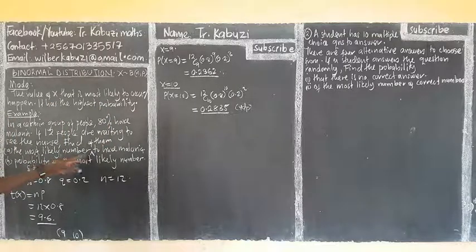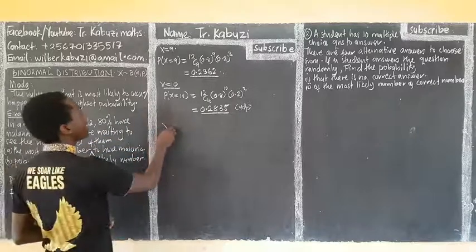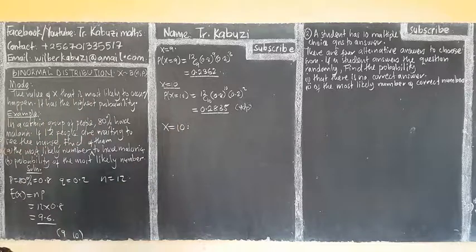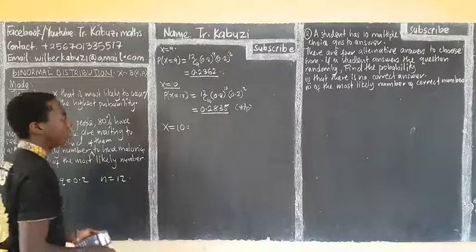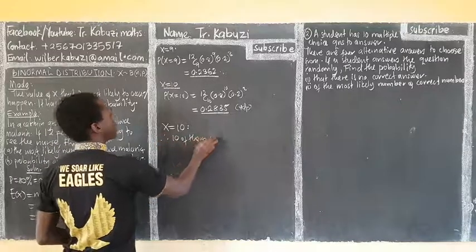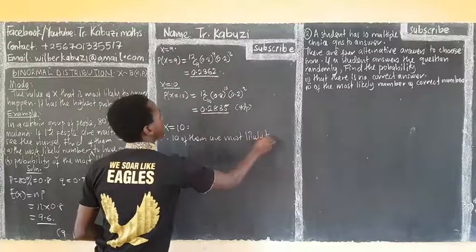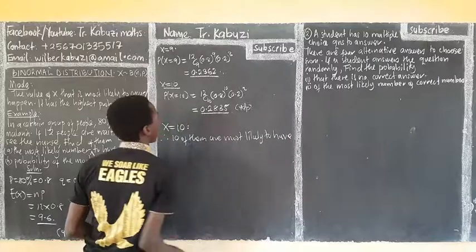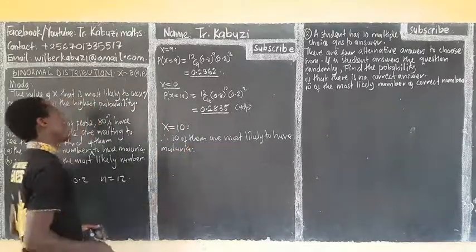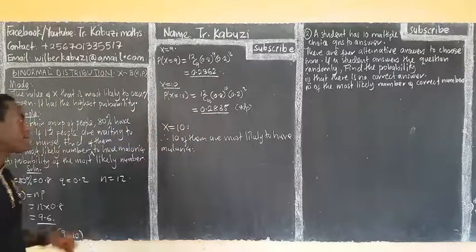what is the most likely number of them to have malaria? The most likely number of them to have malaria is when x is equal to 10. So 10 of them are most likely to have malaria, because 10 is what gives us the highest probability.